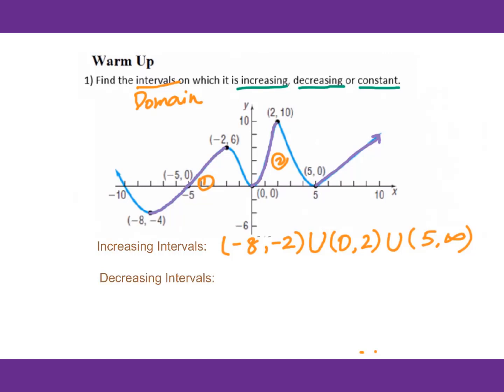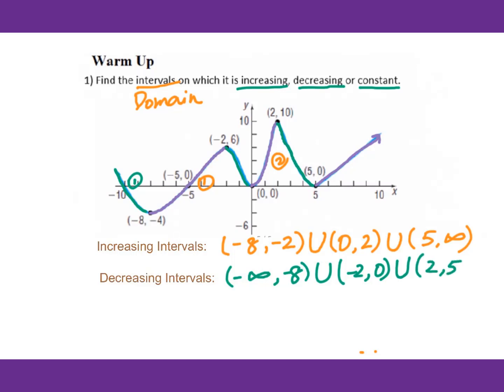For decreasing intervals, the graph goes down from left to right. This is down. And this interval is down. So for the first interval, that is from -infinity to -8. Union set, -2 to 0. And a union set from 2 to 5. No constant interval for this graph.